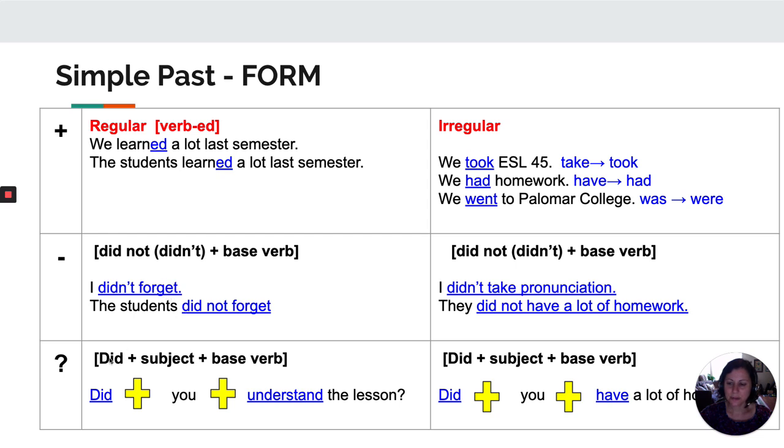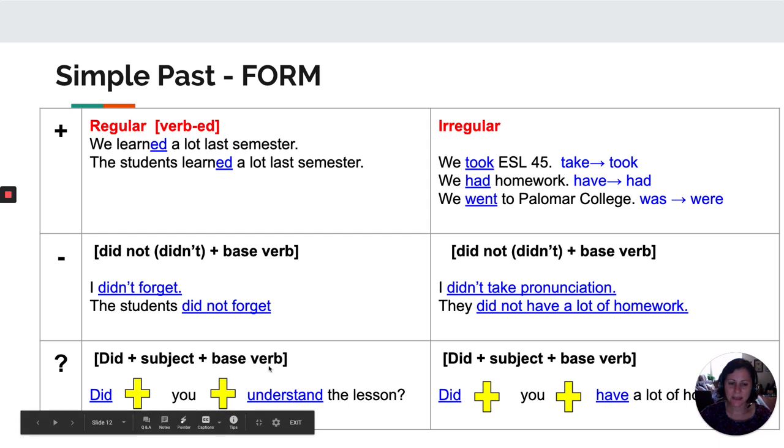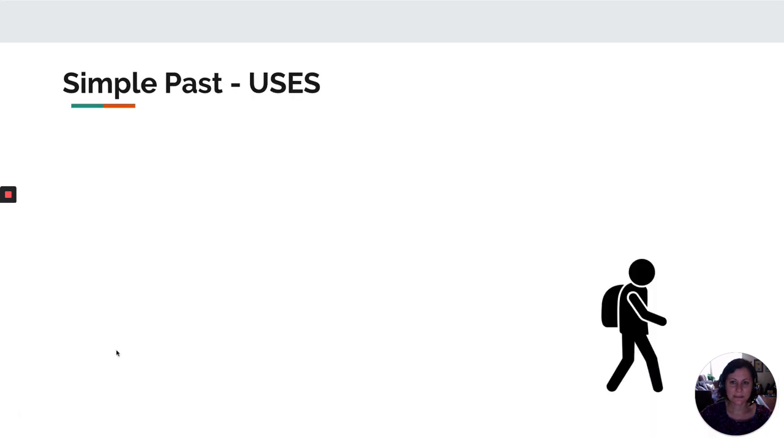For questions, you're going to use did, the subject, and the base verb. Did you understand the lesson? So I have did, the subject you, and understand. This is my base verb. The past tense is understood, but again, I'm using just the base verb with negatives and questions.